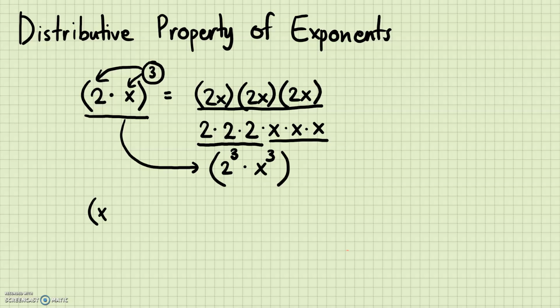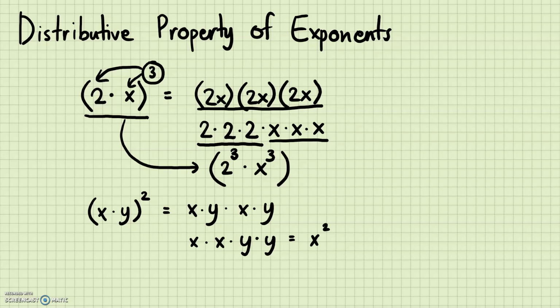Let's say we have x times y, and we're squaring this. That is going to equal x times y times x times y. Again, we can switch the order: x times x times y times y. That is going to equal x squared times y squared. And again, the exponent was distributed to both x and y inside.